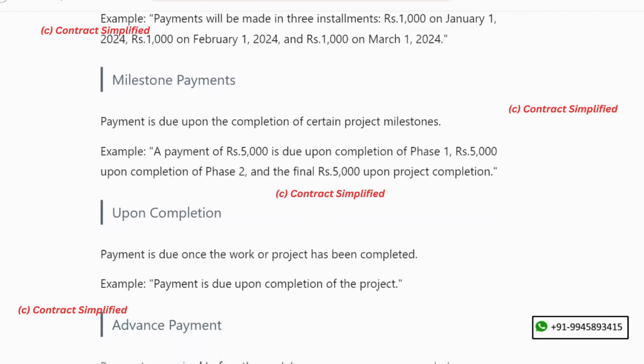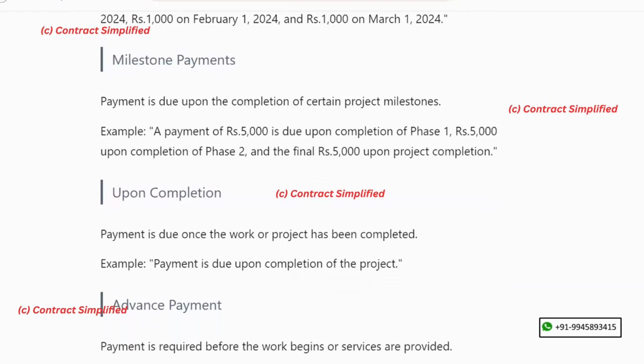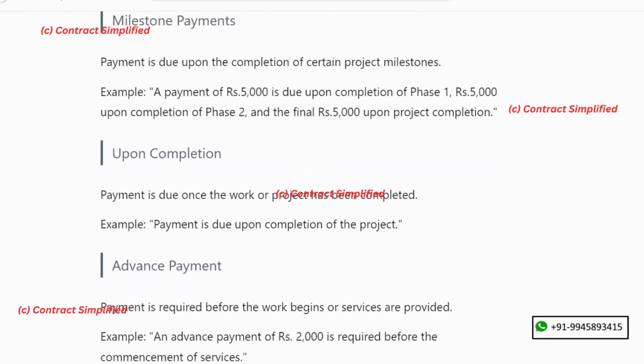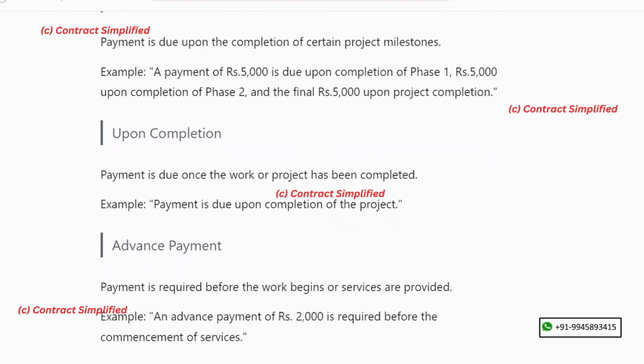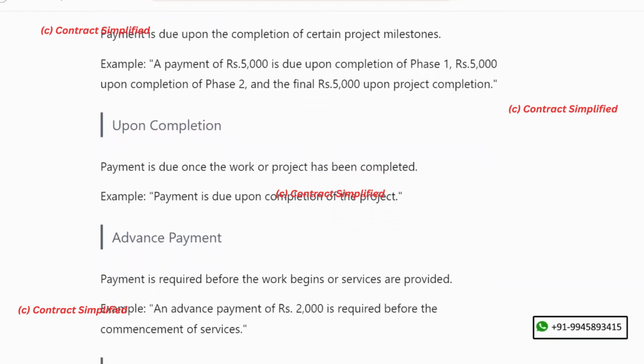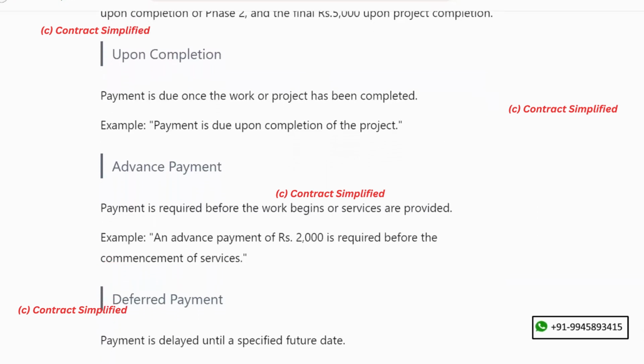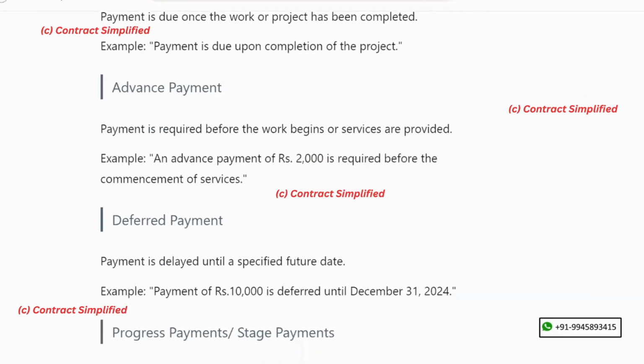Milestone payment. Payment is due upon completion of certain project milestones. These are majorly used in construction agreements. Example, a payment of ₹5,000 is due upon completion of phase 1, ₹5,000 upon completion of phase 2, and a final ₹5,000 upon project completion. Upon completion, payment is due once the work or project has been completed. Payment is due upon completion of the project.